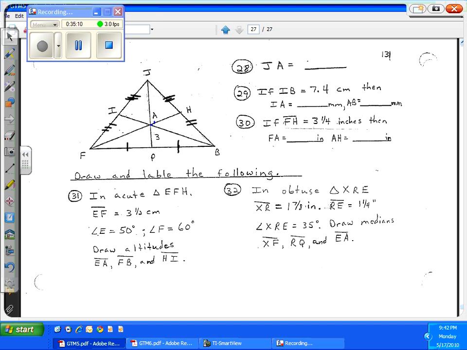The medians of a triangle intersect at a point 2/3 of the distance from a vertex to the midpoint of the opposite side, or such that the big piece is twice the little piece. They're in a ratio of 2 to 1. Or the big piece is 2/3 of the whole thing and the little piece is 1/3 of the whole thing. If this little piece is 3, then its big piece is 6.